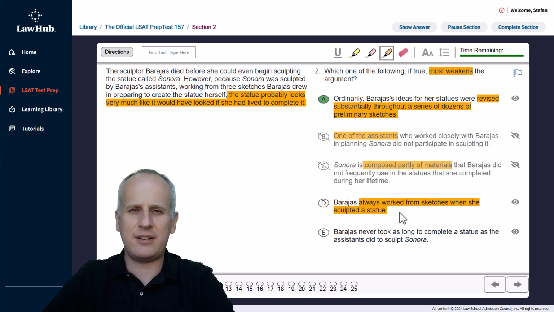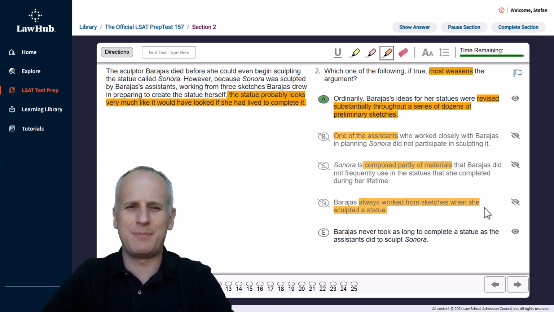Well, then it seems like the sketches are going to be informative of how the statue should work as part of her normal process, and this would actually strengthen the argument, so we can eliminate choice D as being a task reversal. And then lastly, choice E, Barajas never took as long to complete a statue as the assistants did to sculpt Sonora.